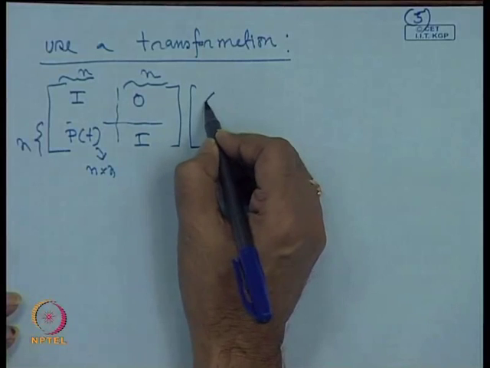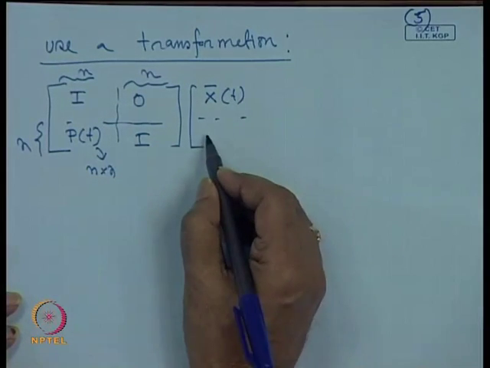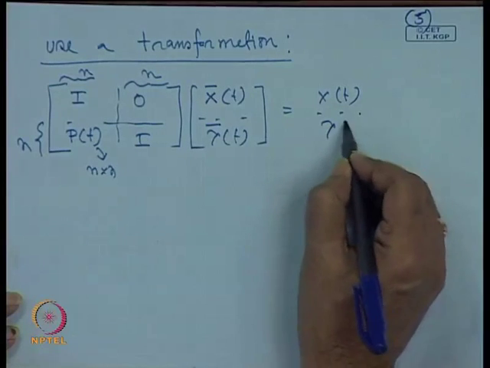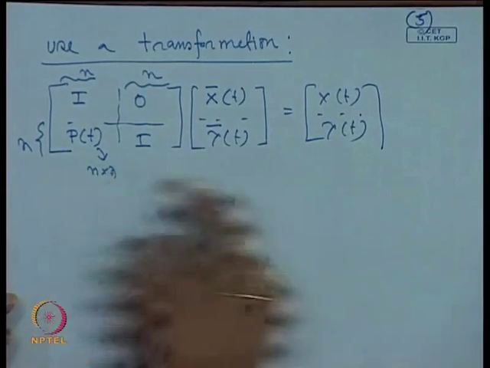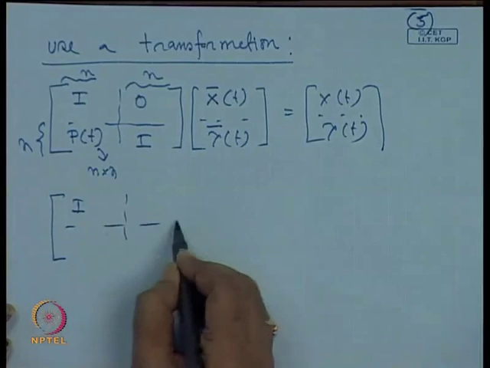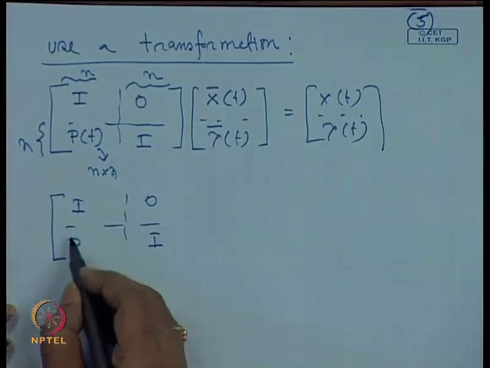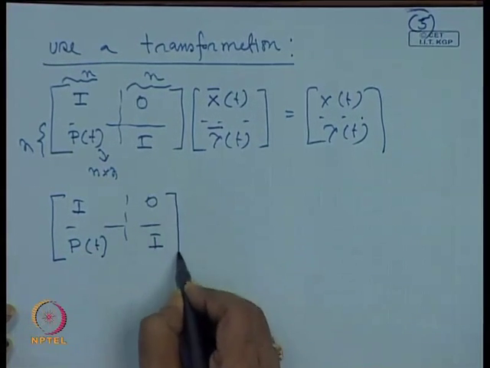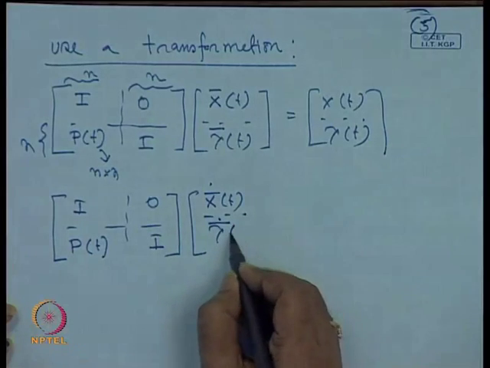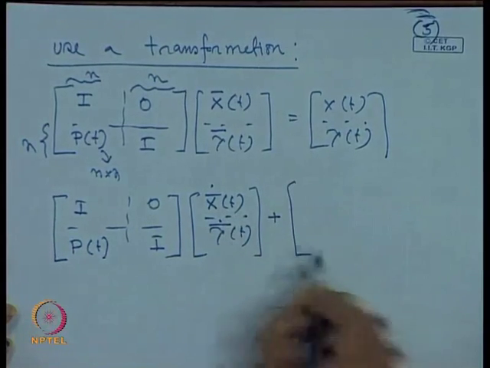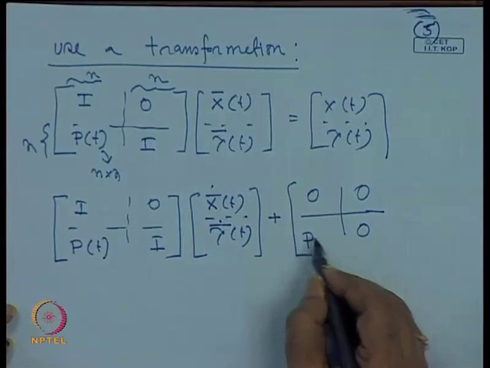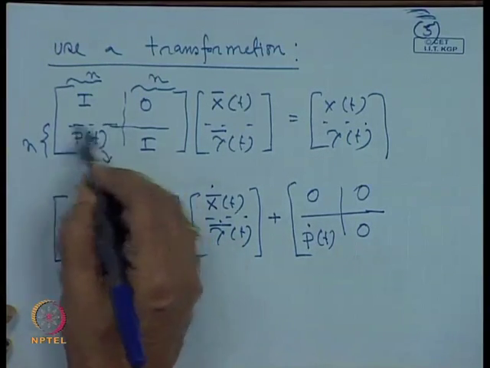So, I am using that transformation, x is transformed to x bar and lambda is transformed to lambda bar of t, and that is equal to x of t and lambda of t, agree. So, if you differentiate this on both sides, what can we write? First is I, this p of t, then lambda bar dot of t, x bar dot of t, plus another term, which is the differentiation of this block with respect to t: 0, then 0, then 0, then p dot of t.